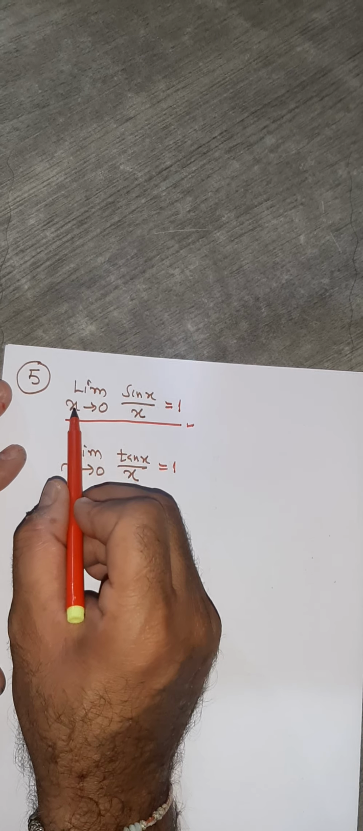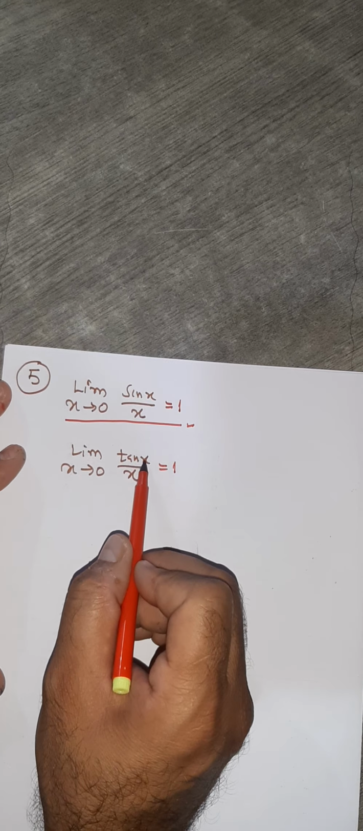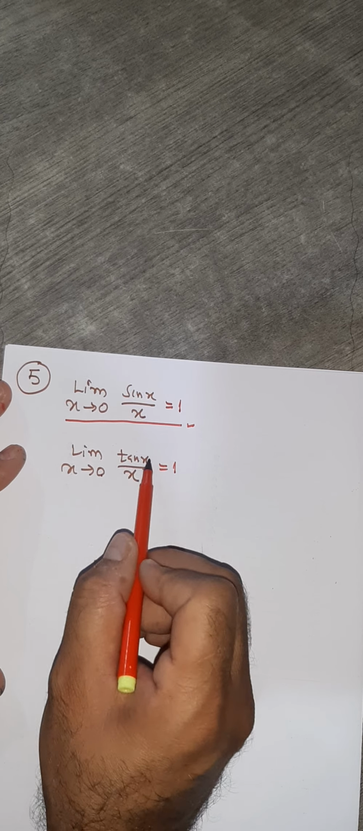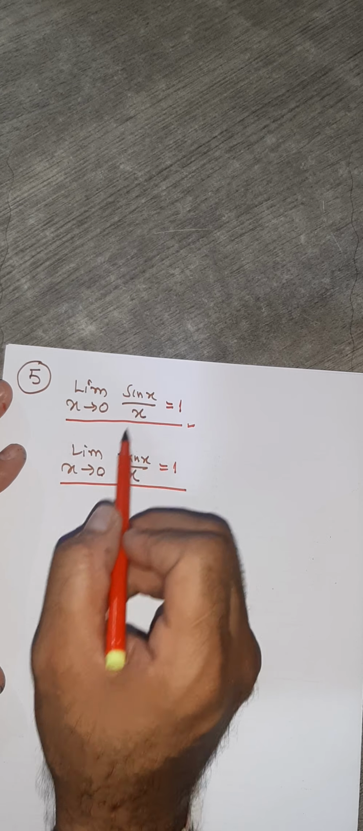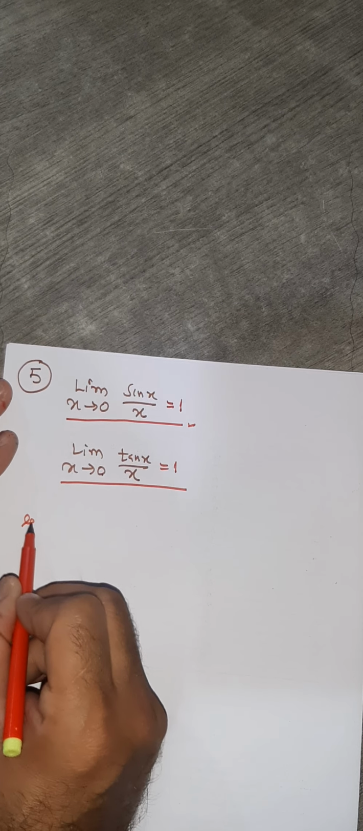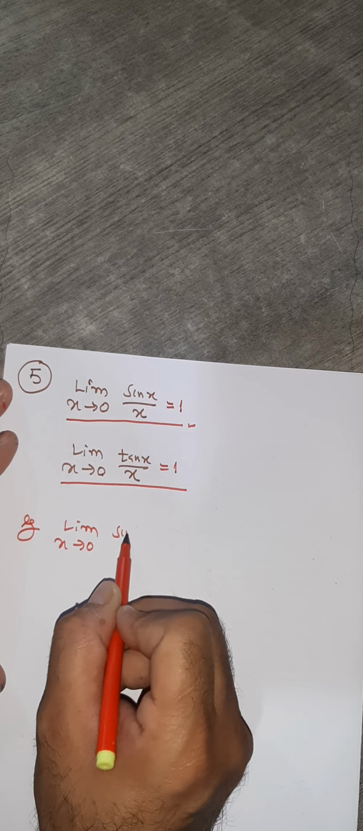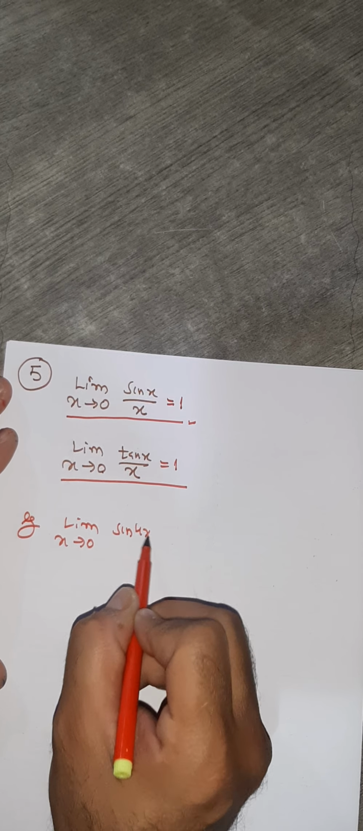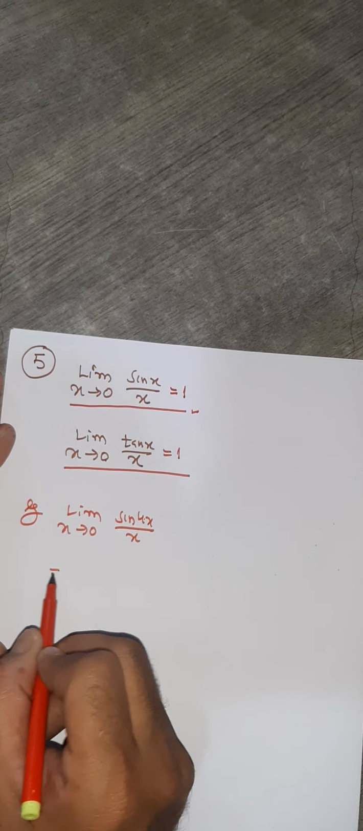Here are two things. Angle should be very close to 0 and both should be equal. This should be very close to 0 and both should be equal, remember. These two thetas should be equal, the angle should be equal. If I have this limit, for example x tends to 0, sin 4x upon x, here you cannot write 1, remember. Here there is 4x, so there should also be 4.